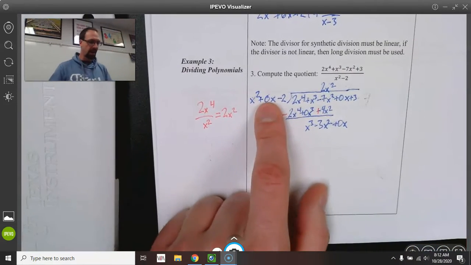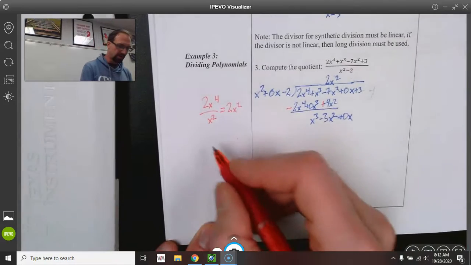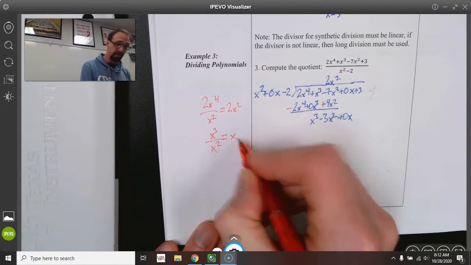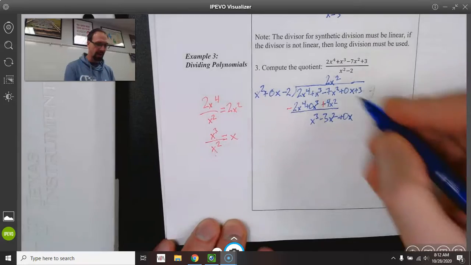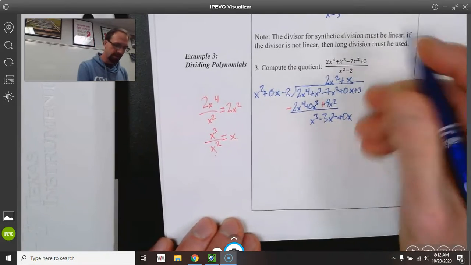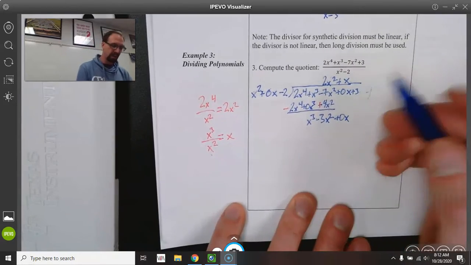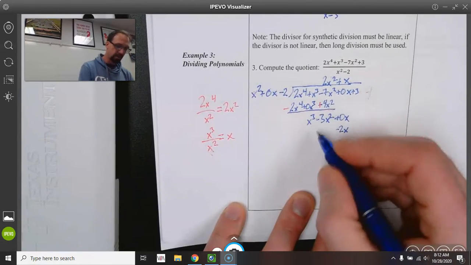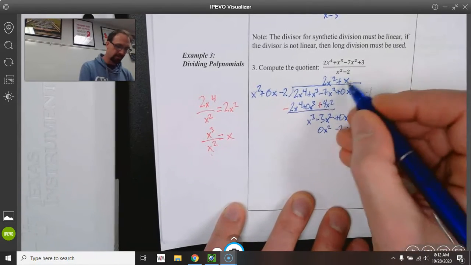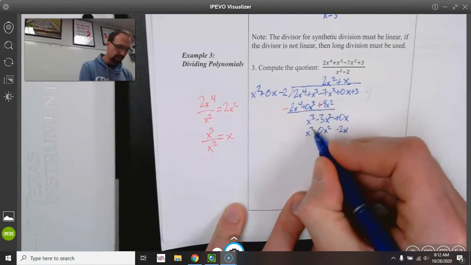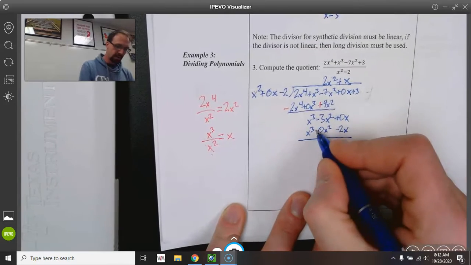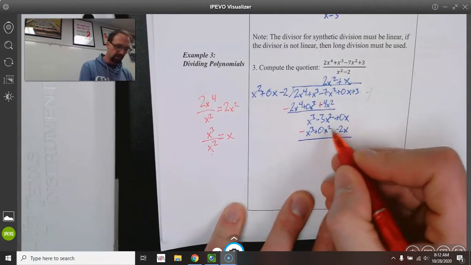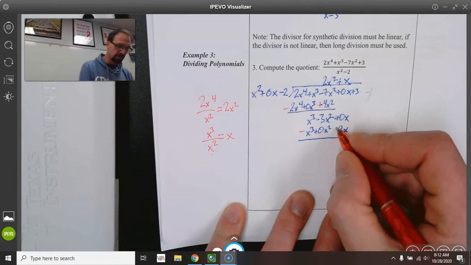Now if I look, x squared goes into x cubed how many times? It goes into it x times, so that means I'm going to have plus x here, again lining up vertically. X times negative 2 is negative 2x. X times 0x is 0x squared. X times x squared is x cubed. And then subtracting these, again subtracting each of my terms. Minus, doesn't matter if I put anything there because it's 0. And then plus.